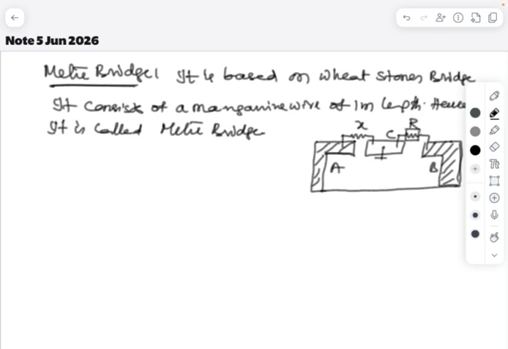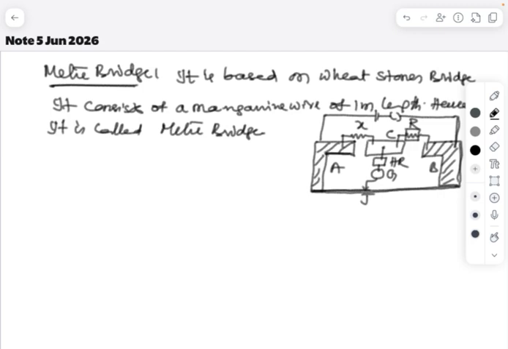In between C and jockey, a high resistance HR and galvanometer G are connected. A cell of EMF E and plug key K are connected between A and B. A meter scale is fixed parallel to the wire to measure the balancing length.